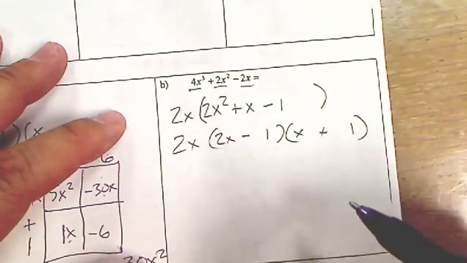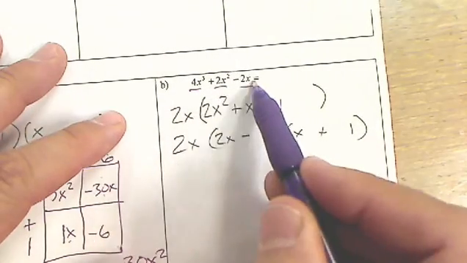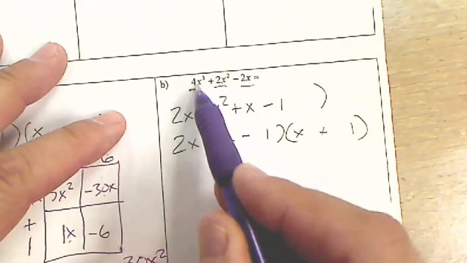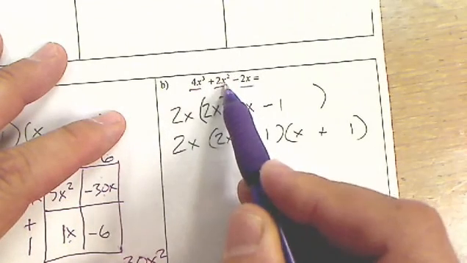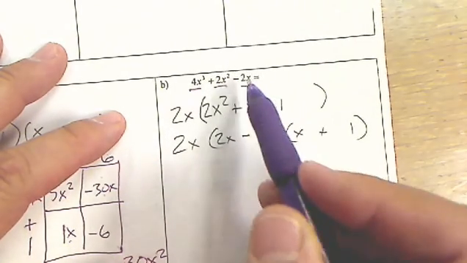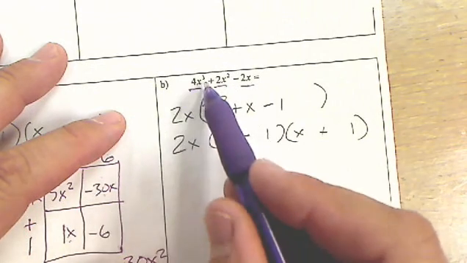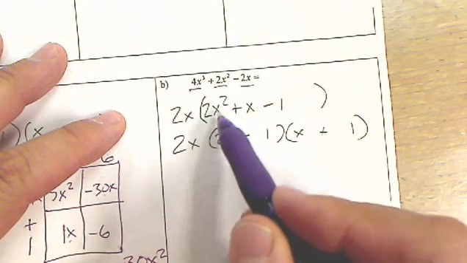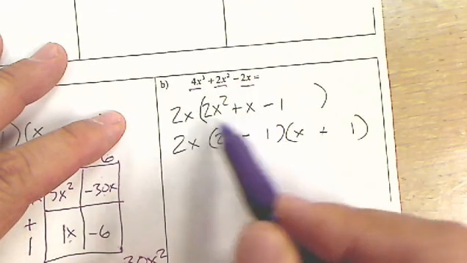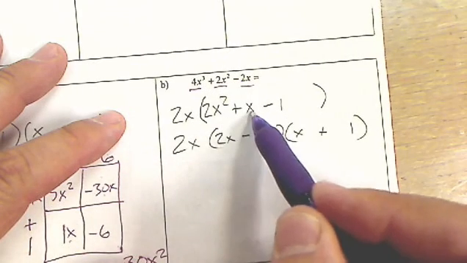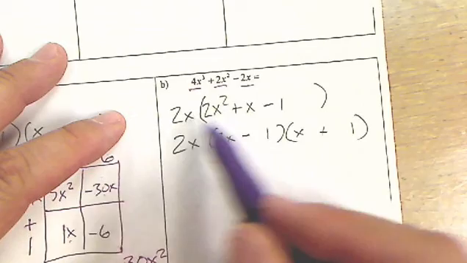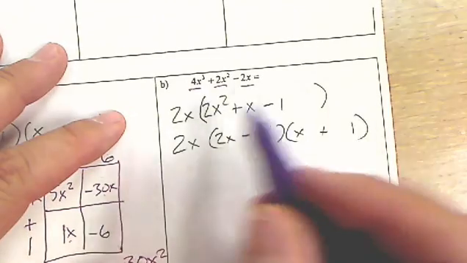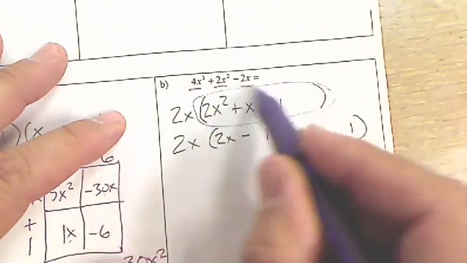Always look for a common factor first. There's a 2x in each one of those. So you can think to yourself, divide that by 2x, divide that one by 2x, divide that one by 2x. So if you do that sort of thing, it would be 2x squared divided by 2x is just plain old x. And 2x divided by 2x is 1. So then I just need to factor this part now.